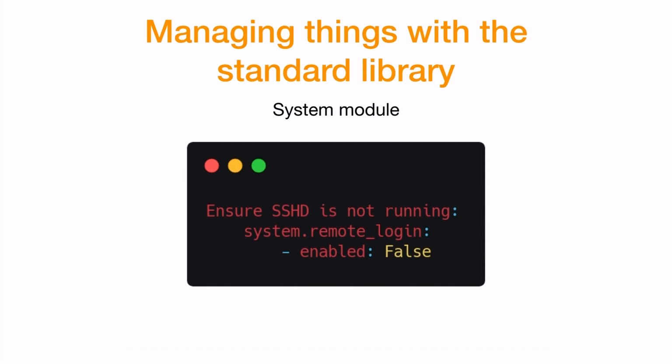The system module is another one. So you might want to make sure that SSH is turned off on a regular basis. It's not just hanging open, waiting for people to connect randomly to it. So you can just say system.remote_login: it's off.